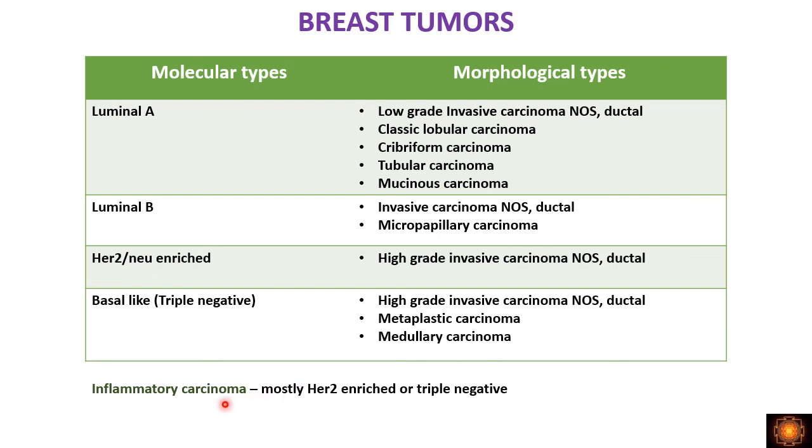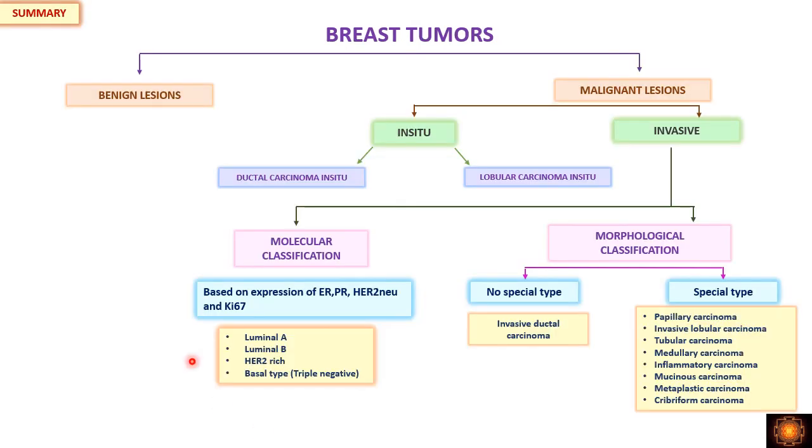Now, inflammatory carcinoma is the one left over. This carcinoma is mostly HER2 enriched type, or it is triple negative type of the molecular subtypes. The worst prognosis among all of these is for the inflammatory carcinomas. This has the worst prognosis. Now that finishes. So this is the summary.